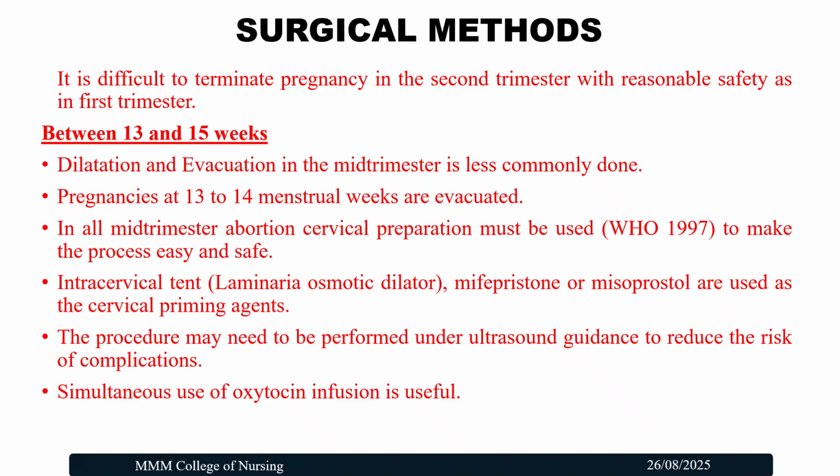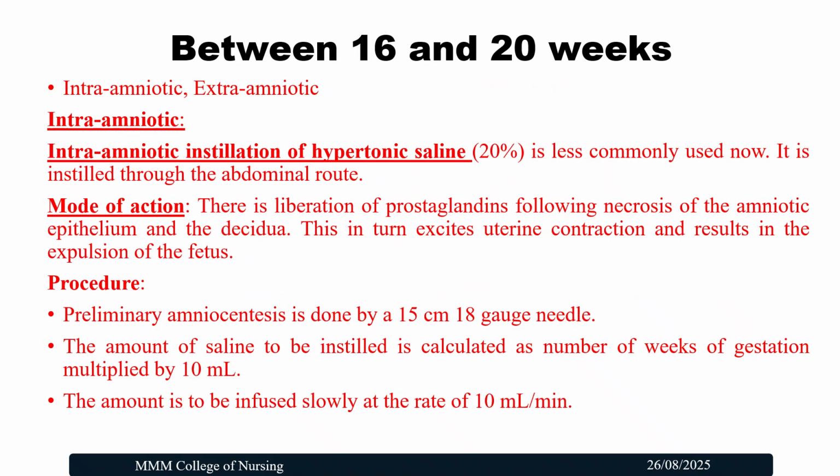An intracervical tent, mifepristone or misoprostol are used as cervical priming agents. The procedures may need to be performed under ultrasound guidance to reduce the risk of complications, and oxytocin infusion simultaneously is also useful for the patient. At 16 to 20 weeks of abortion, intra-amniotic and extra-amniotic procedures can be done.